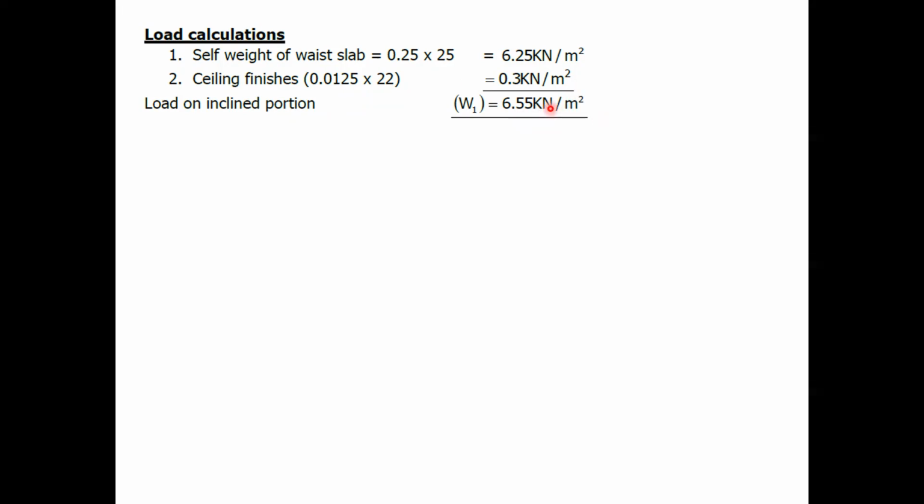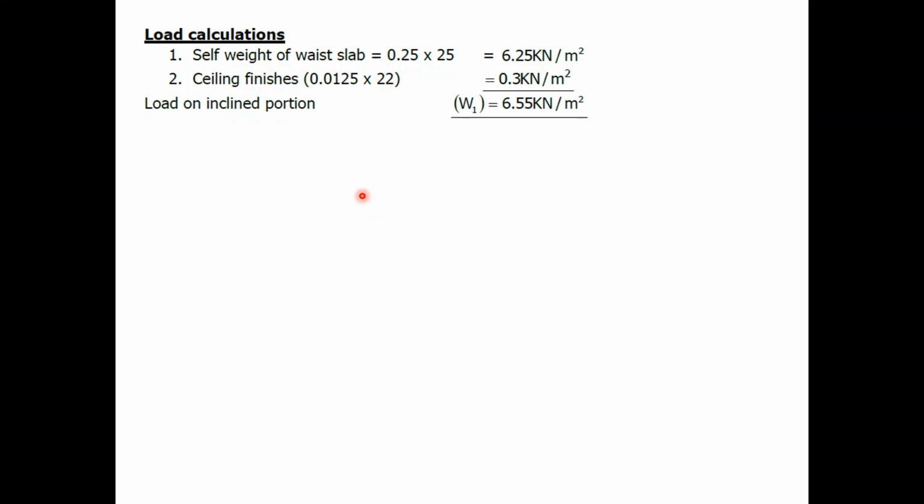So this is for the inclined portion, right? The waste slab is in the inclined portion. Are you going to provide horizontal waste slab? No, sir. So the waste slab is inclined, and this is the load on inclined portion, which you are going to consider as W1. Any doubt in this? No, sir.